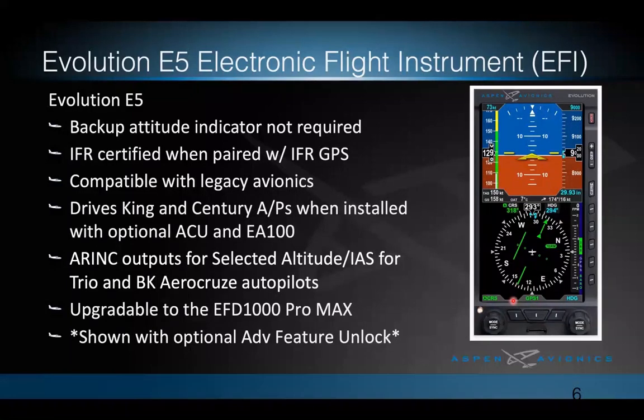This particular slide of the E5 is shown with the optional advanced feature unlock. For $500, what you get with the E5 additionally is true airspeed, the outside air temperature, your winds aloft, and your GPS loss annunciations. Now, if you're buying an E5 for the lower price point, but fully intend to upgrade to a Pro Max later, I know the sales guys are going to beat me up for this, but don't buy the advanced feature unlock, because that's a standard feature of the Pro Max. So if you know you're going to do it, it's inevitable, then just wait to get those features later.